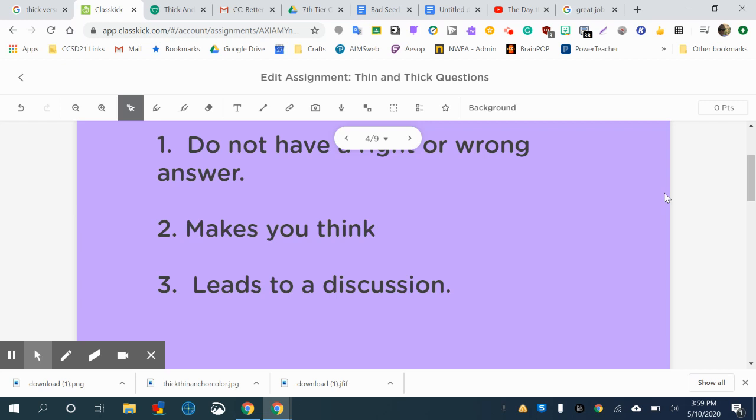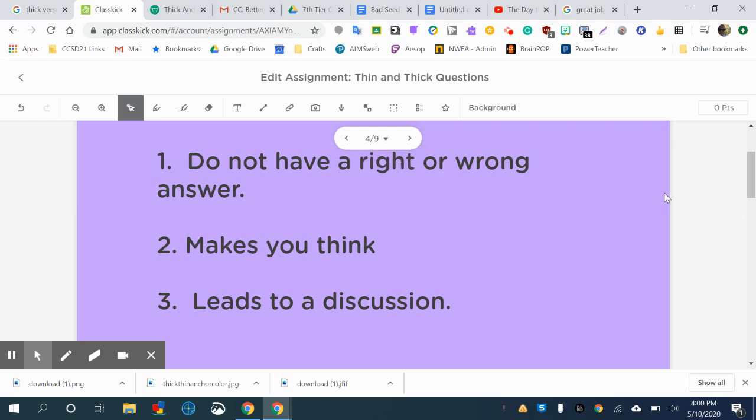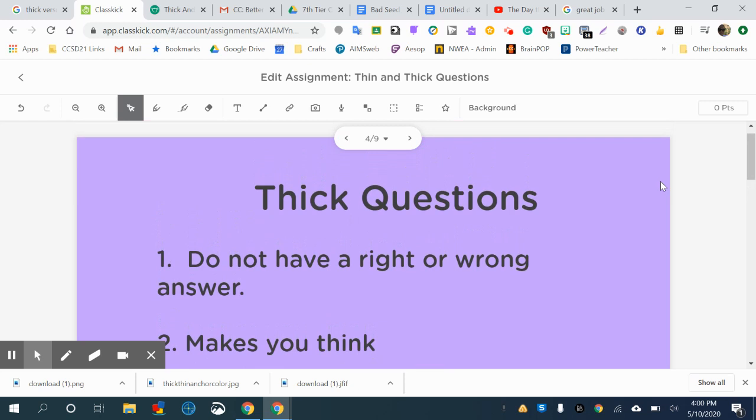One of the reasons why we're talking about thin versus thick questions is because when we start to do our immigration interviews, we want to make sure that more of our questions are thick questions, because those are the questions that really matter. So we want to make sure that you understand the difference between a thin and a thick question.